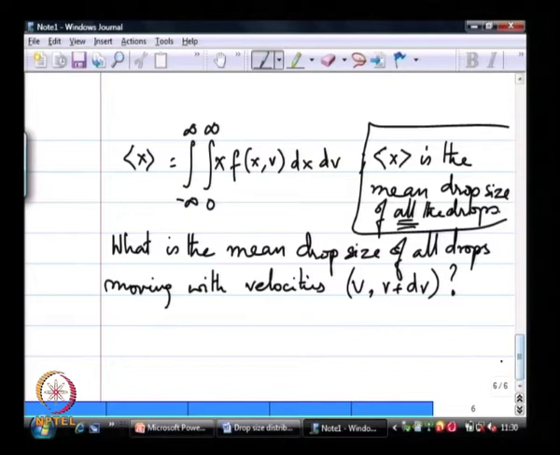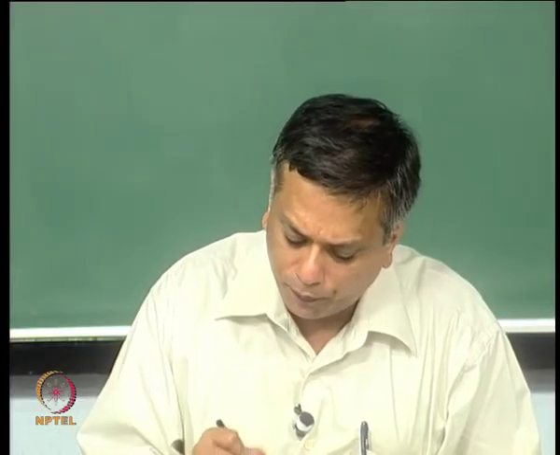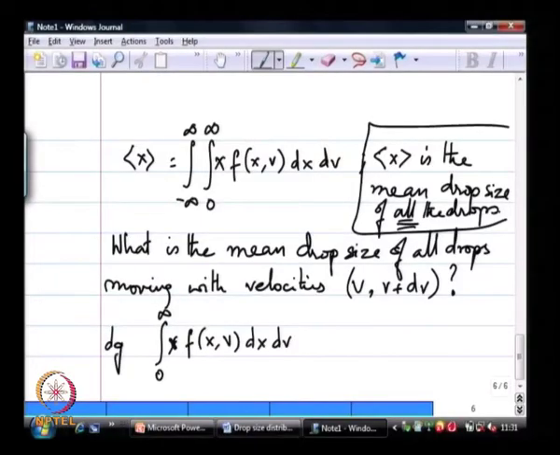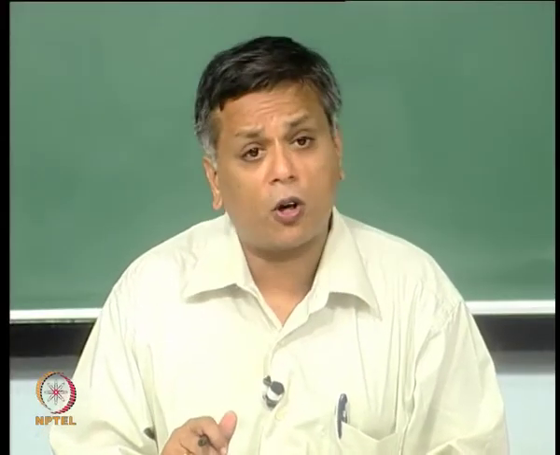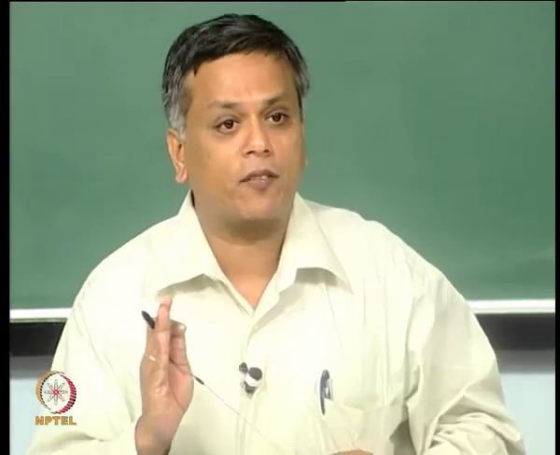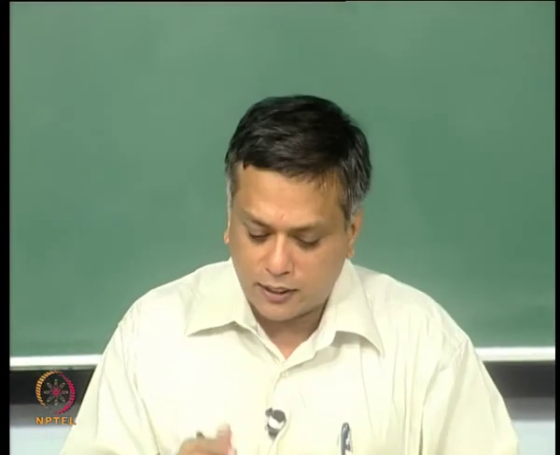if I ask myself this question, then f of x comma v dx dv is the probability of finding a drop in the size x to x plus dx. So, if x is the size, then the probability multiplied by the size added over all the limit gives me a differential probability of all the drops in the range x to x plus. So, this is now all the drops, but having velocities v to v plus dv.